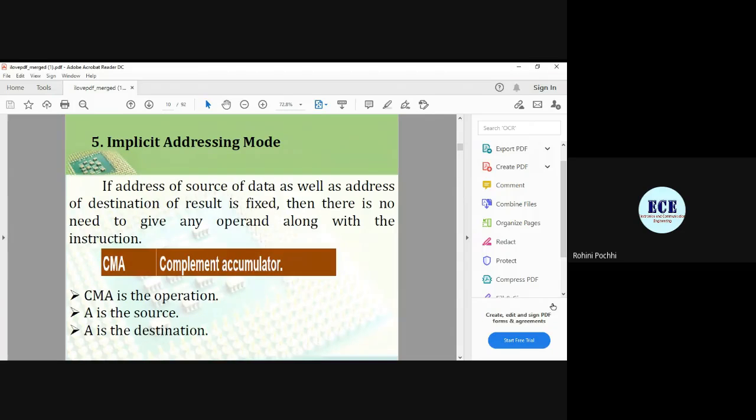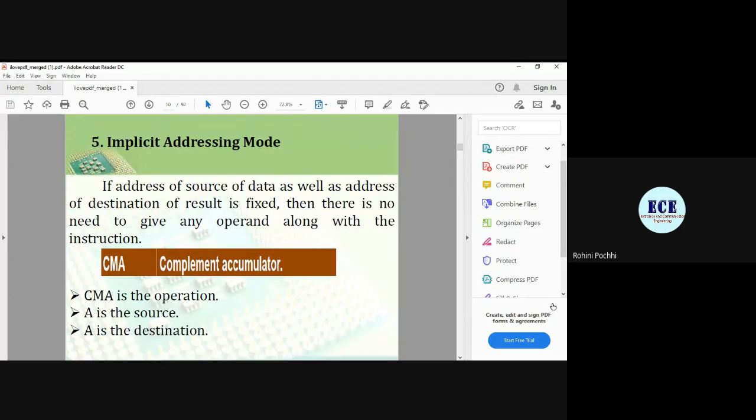Fifth one is implicit addressing mode. If the address of the source of data as well as the address of the destination of the result is fixed, then there is no need to give any operand along with the instruction.